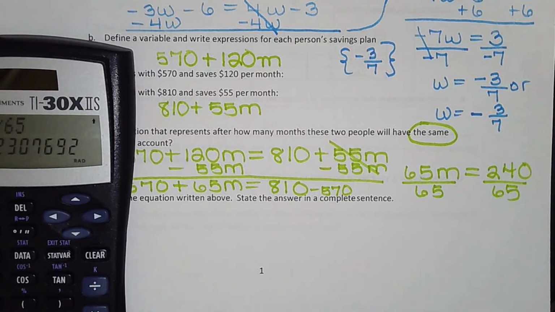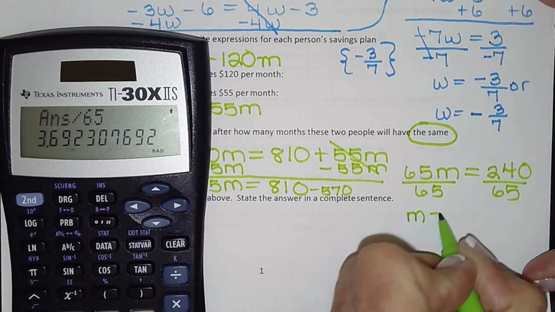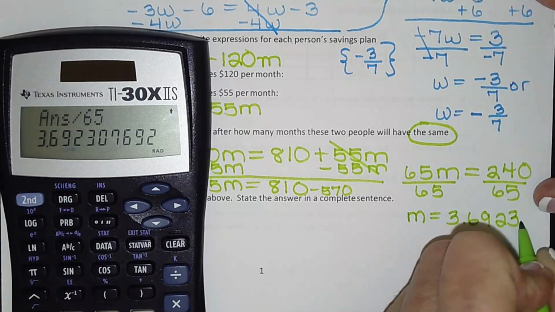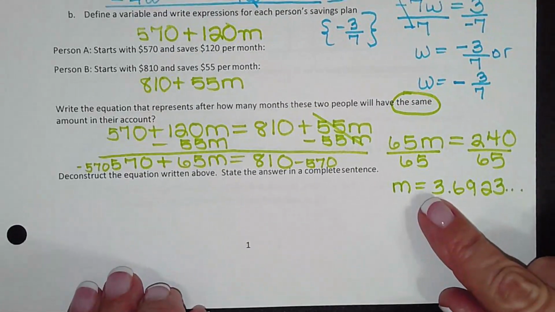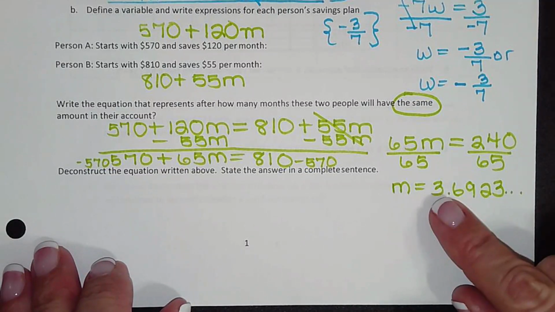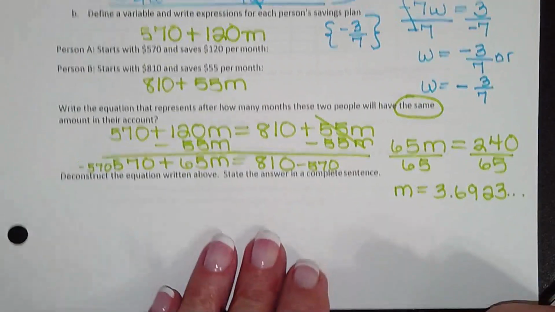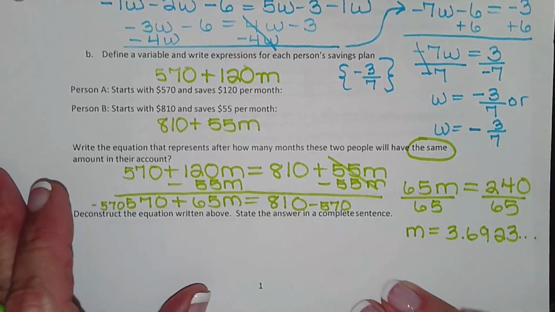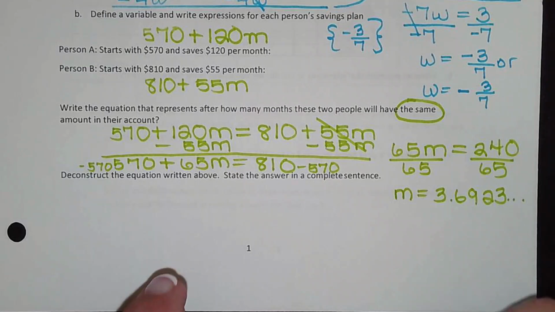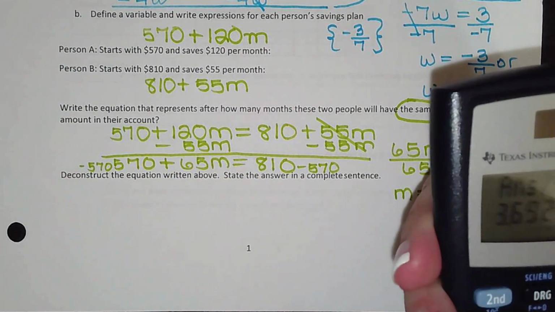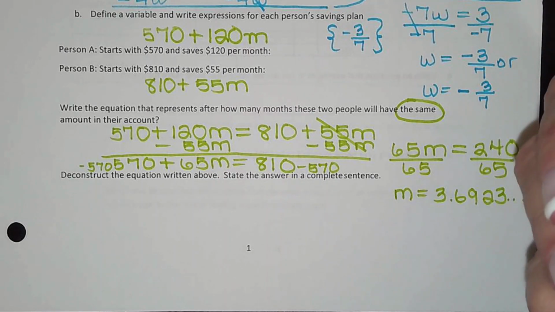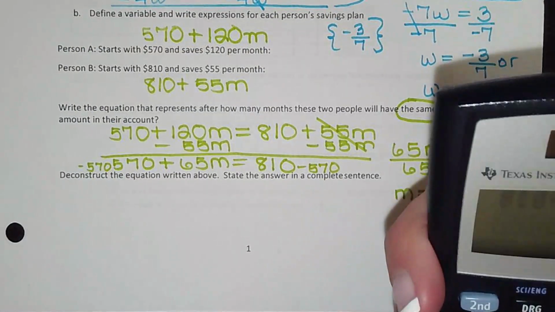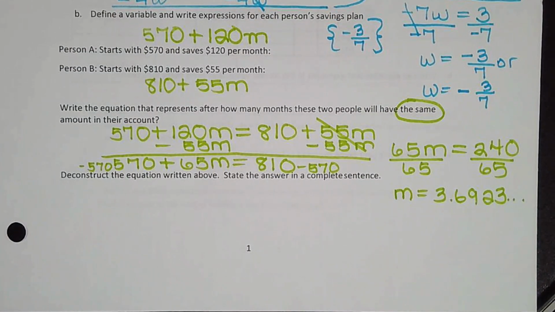Okay, so let's go ahead and write the numbers so we can put the calculator away. So m equals 3.6923, blah, blah, blah. So that means in 3 months, will they be the same? Nope. In 4 months, will they be the same? Nope. So they didn't really tell us what to round to, did they? Bad math problem. I hope I didn't make any errors. I don't think I did. So 120 minus 55, 810 minus 570, that's still good. And then 240 divided by 65. Nope, all good. So that's just a weirdo answer.